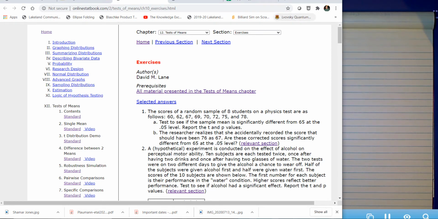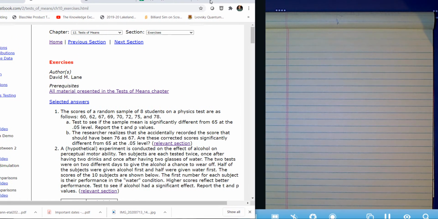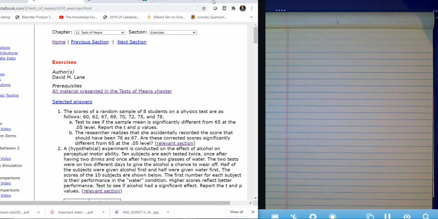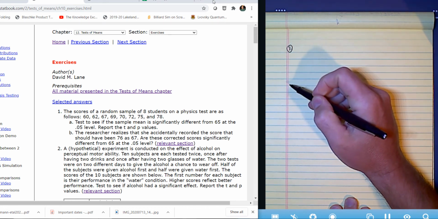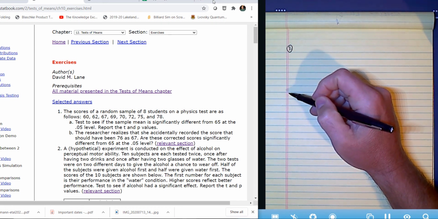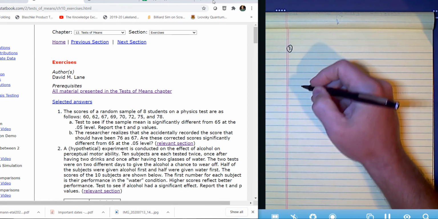I'm going to work them out on paper and also show you how to use technology to do some of the computations. I'll try and show you the amount of work I'm looking for when you do these, and that can help you as you start the next homework assignment. So let's start with problem 1. It says the scores of a random sample of 8 students on a physics test are as follows.